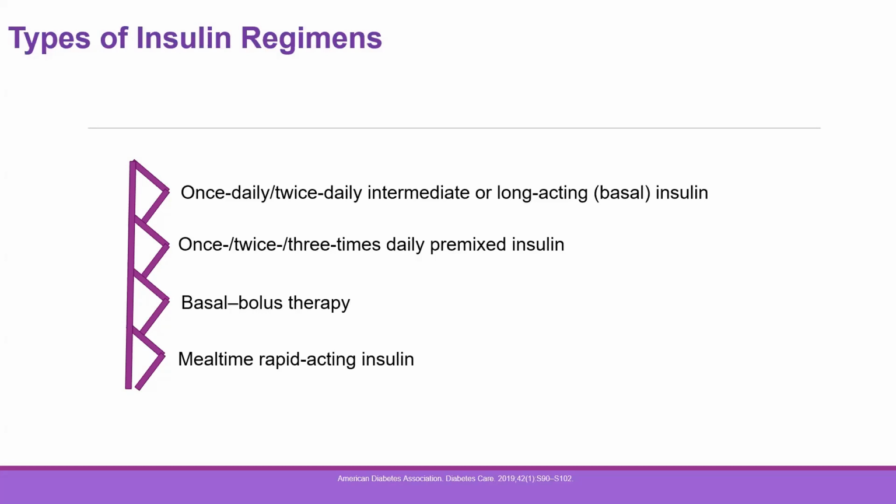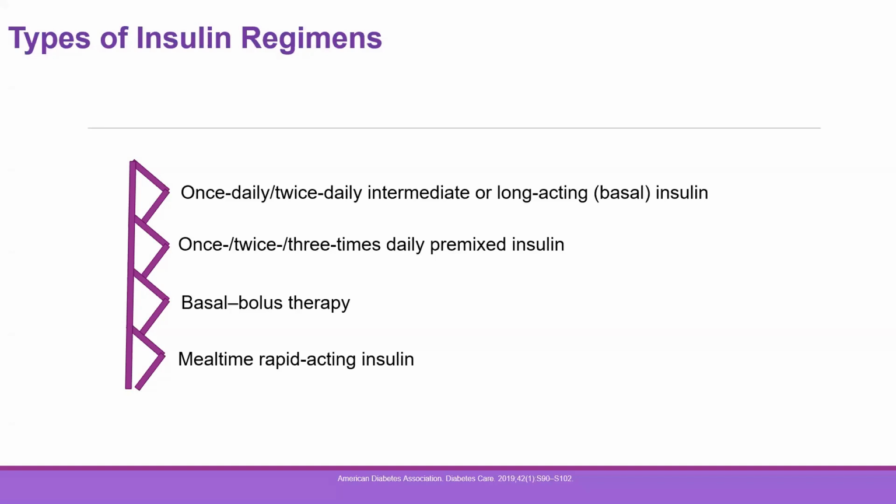Then we have the basal bolus therapy. So you give one basal insulin and 3 bolus insulin. So before breakfast, before lunch, before dinner. So there are 4 shots, 1 basal insulin at bedtime, and 3 mealtime insulin before breakfast, before lunch, before dinner.